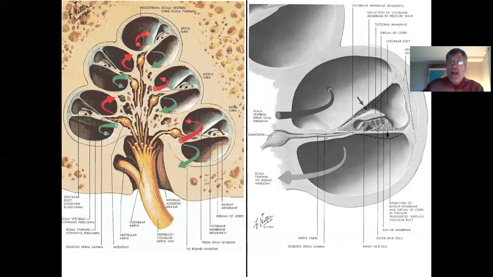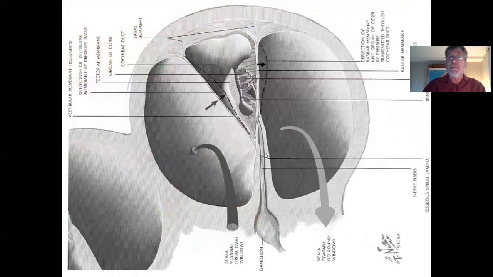That ripple of excitation along the floor and along the ceiling of the scala media might take place around the base, or it might take place around the middle or the top. The ripple creates a peak. And wherever the peak of that wave occurs, those are the hair cells that are stimulated.